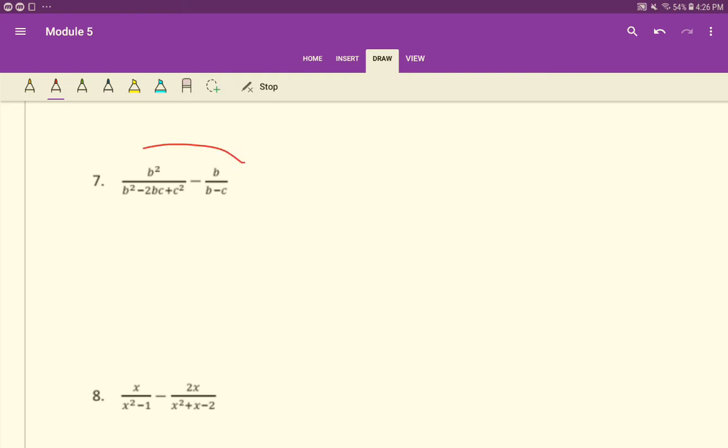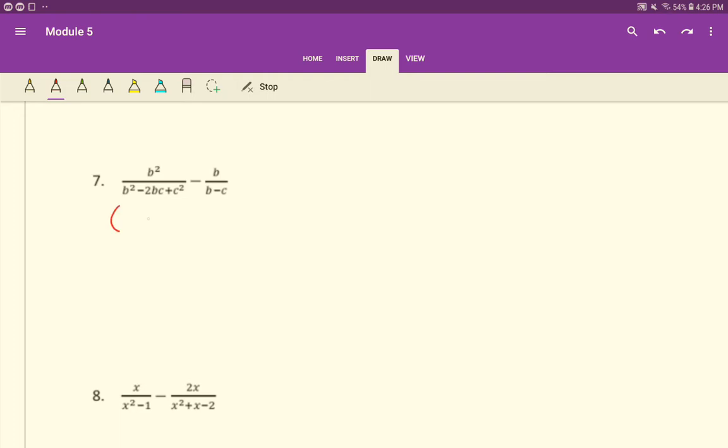So let's take a look here at number 7, where we are subtracting, and let's examine our denominators. Very clearly, these two denominators are not the same. But let's see if we can factor this denominator right here. This denominator is a little bit tricky because we have two variables in it, so it could be a little bit harder to see. The way we normally factor these kind of breaks down a little bit, but we can still do this.